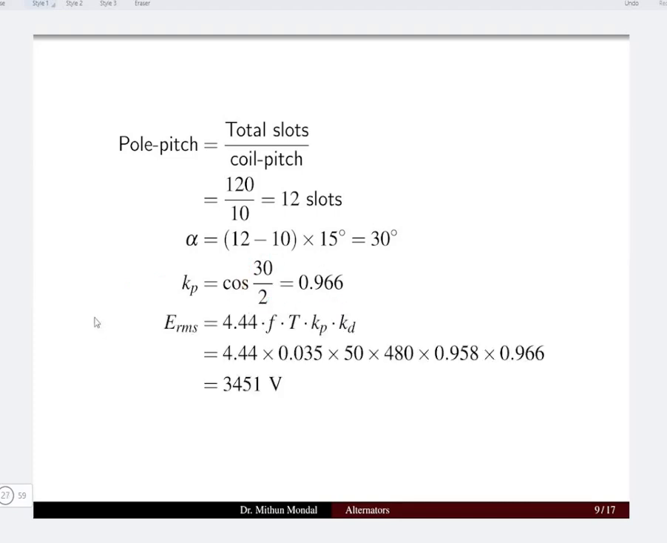And hence the EMF equation, which we can obtain per phase for the alternator, is 4.44 times frequency times the number of turns per phase, multiplied with Kp and Kd. Kp and Kd we have already determined, and hence we can put them in the equation. The number of turns is given to us, and hence we get the RMS value of the EMF.